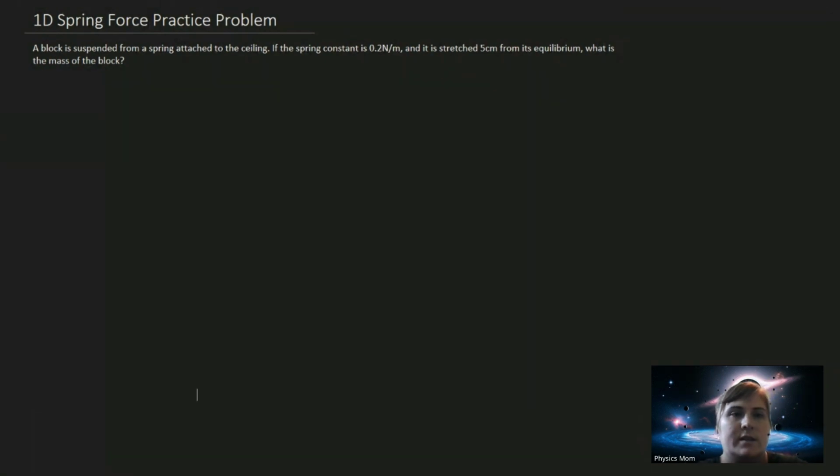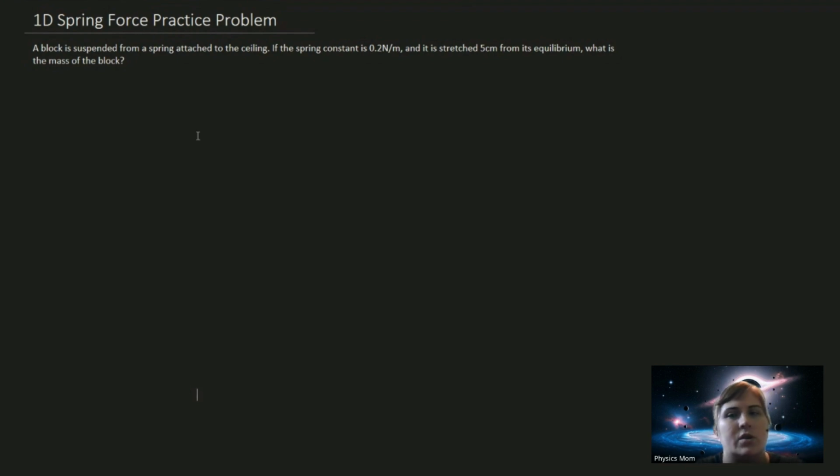So let's look at an example of a problem in one dimension for spring force. Let's say we have a block being suspended from a spring that's attached to the ceiling. If we know that the spring has a spring constant of 0.2 newtons per meter and it's being stretched 5 centimeters from its equilibrium, what is the mass of the block?